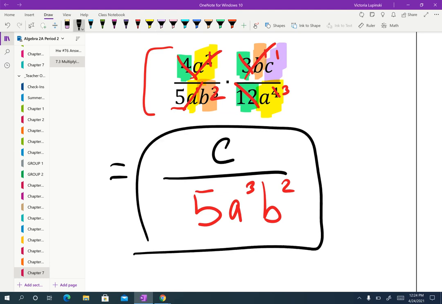So my final simplification is c over 5a to the third b squared. And then when it comes to my restrictions, you have to look at all of the denominators. Because there's an a and because there's a b, I have to say a cannot equal and b cannot equal. The values that I have to choose are anything that would make the denominator 0.